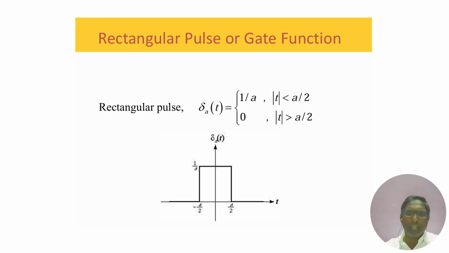Next is the rectangular pulse. The other name of the rectangular pulse is the gate function. The rectangular pulse can be denoted as del A of t, where del A of t equal to 1 by A when t less than A by 2, and del A of t equal to 0 when t greater than A by 2. So this is the mathematical expression of the rectangular function.